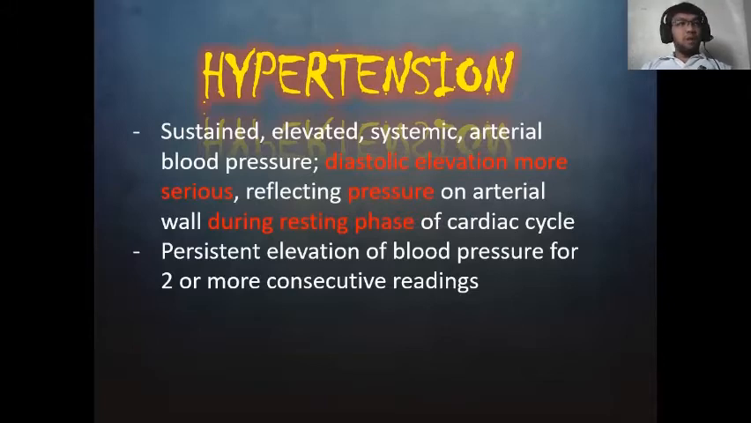So if you found out that the patient has increased blood pressure, and it's more than what is normal, it's more than 120 over 80. That's the normal one. And if you have two or more readings of more than that, most probably the patient is suffering from hypertension.